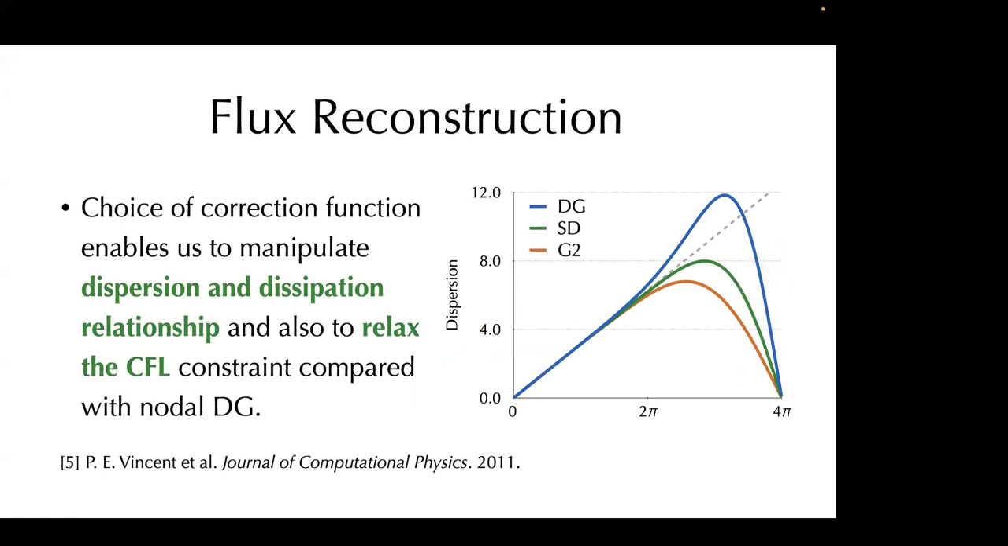More importantly, the choice of correction function gives us a means of tuning the dispersion and dissipation relationships of the scheme, and also, in some circumstances, relax the CFL constraint compared with nodal DG. And again, I'm showing an example here on the slide of a dispersion relationship, and you can see that the DG, SD, and G2 schemes have very different dispersion properties.